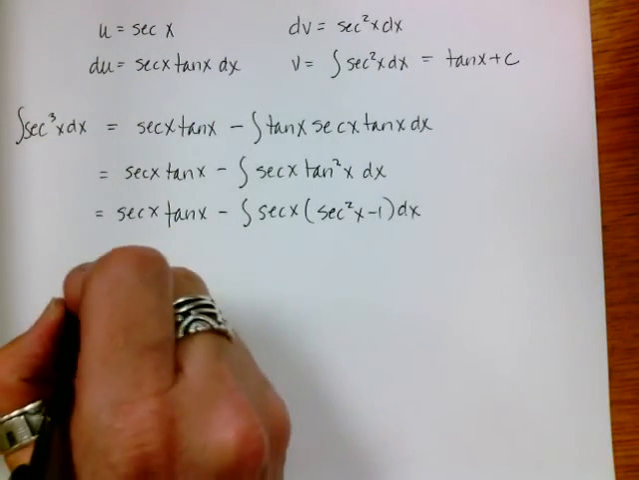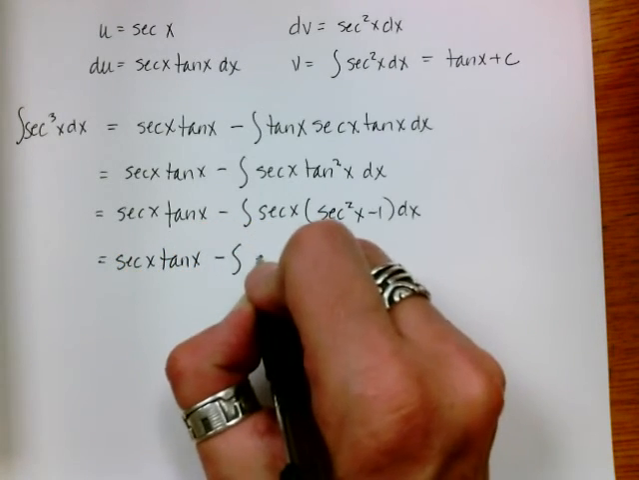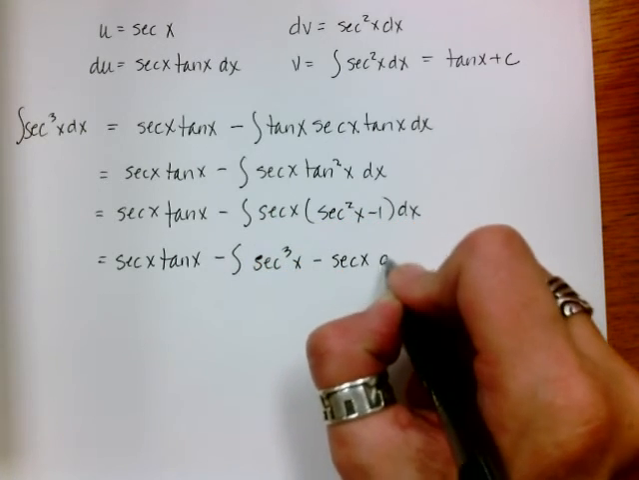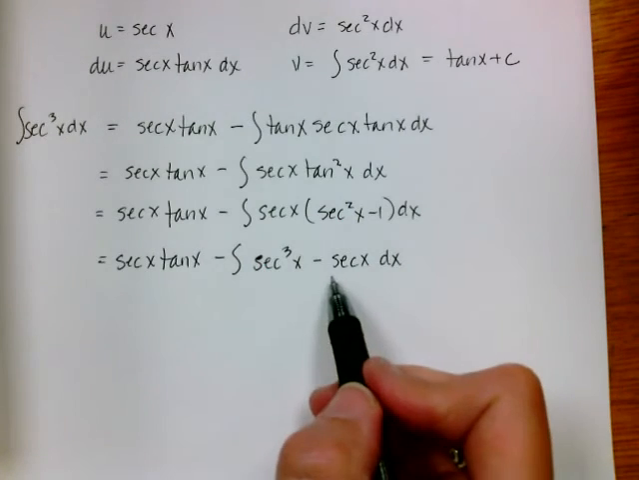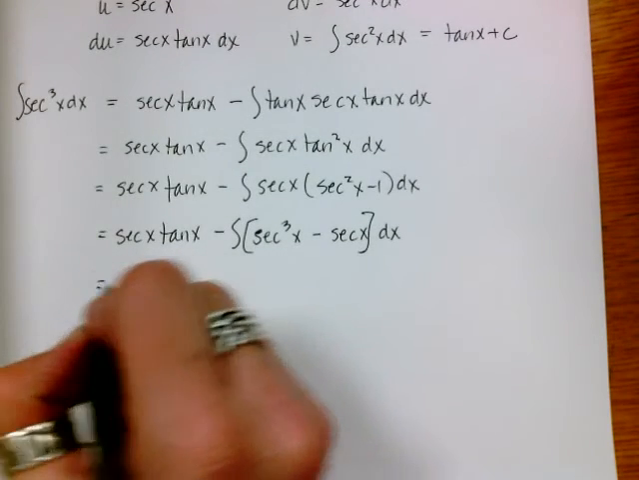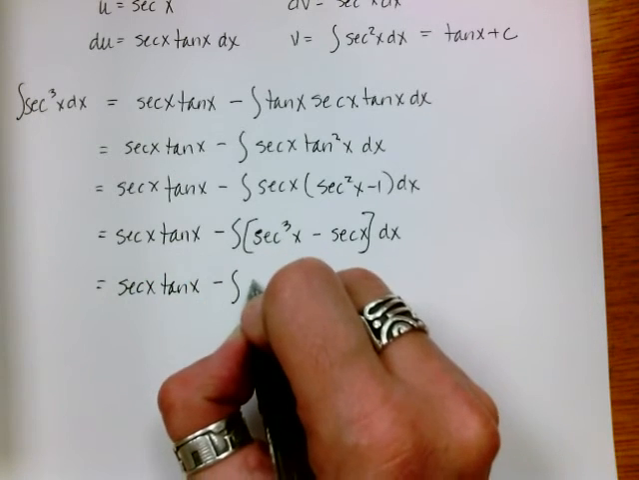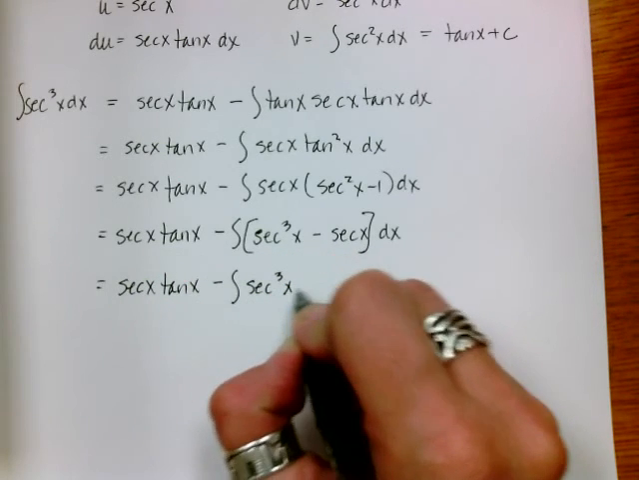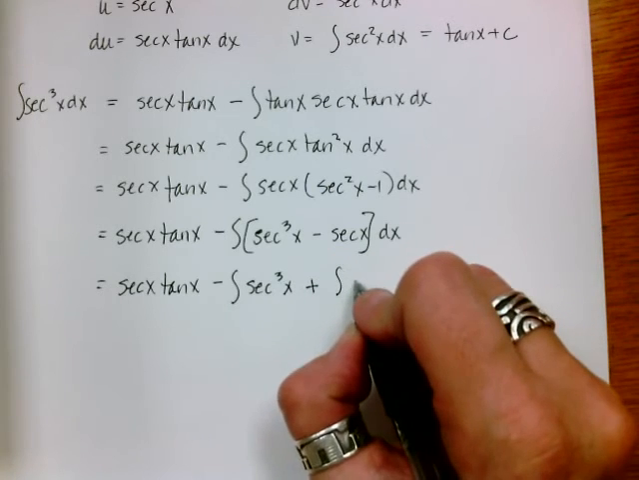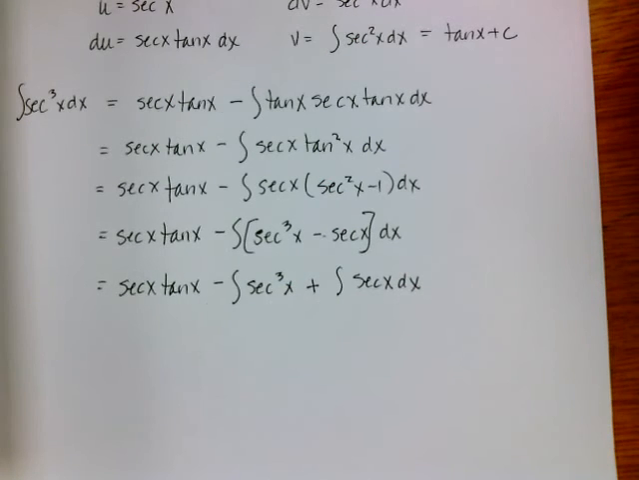I'm going to fix this mess. So here is the secant of x, tangent of x minus the integral of secant cubed x minus secant of x dx. Okay, I'm going to split this guy. This is all in parentheses, by the way. I'm going to split that integral up. Here's the secant of x, tangent of x minus the integral of secant cubed x plus the integral of secant of x dx, because a minus and a minus is a plus.